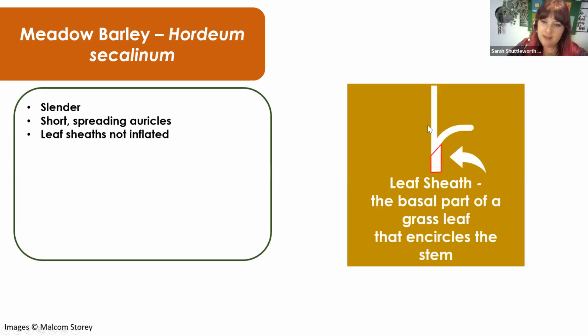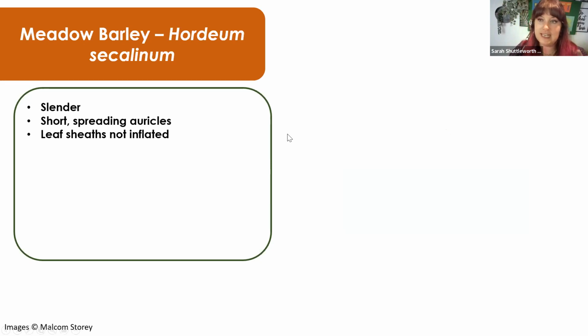The leaf sheath is not inflated. Now, when you read this in the book, you're like, what on earth is it talking about? So first of all, the leaf sheath is this basal part of the grass leaf that encircles the stem before it then becomes the main blade and juts out. So it grows up encircling the stem before it comes out. And in some of the Hordeums, these can be quite inflated, but it's not inflated in this species. So that's worth noting.